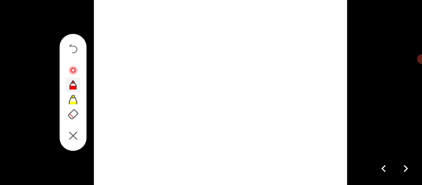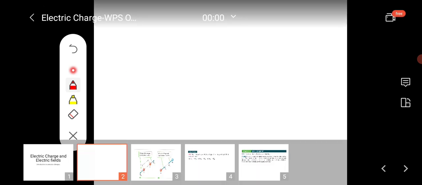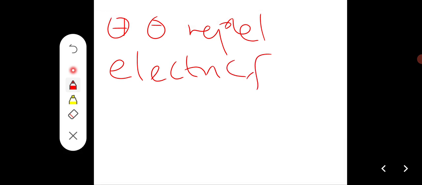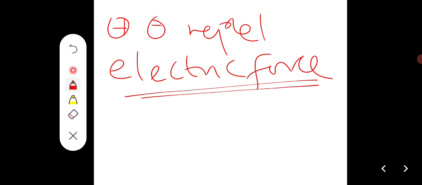So the force which makes two charges, positive and negative, attract or repel is known as an electric force. So an electric force is what makes charges attract.